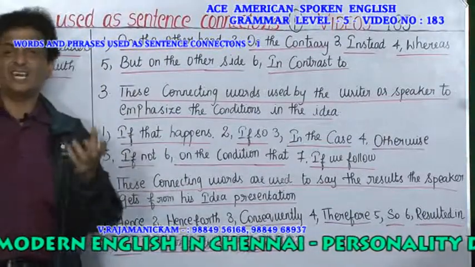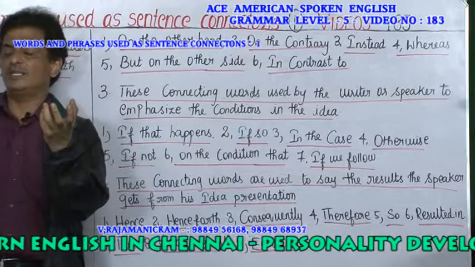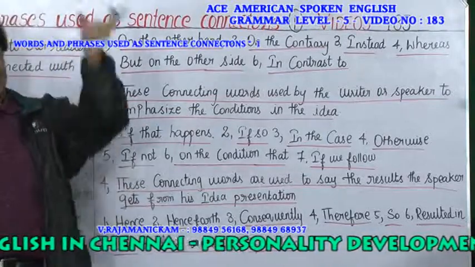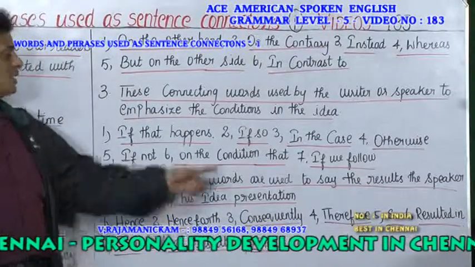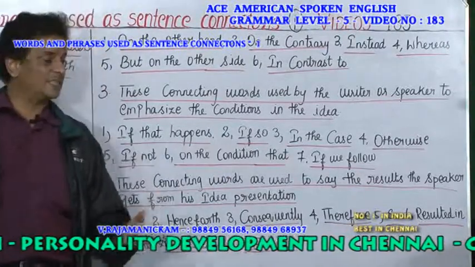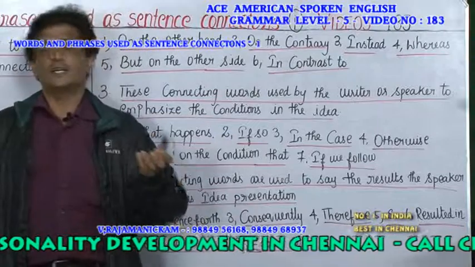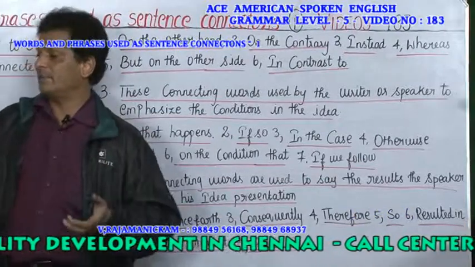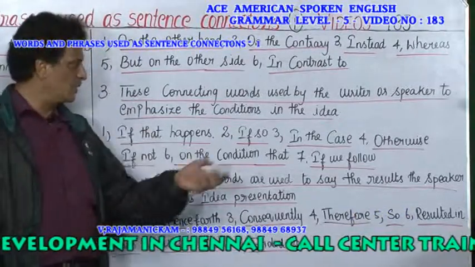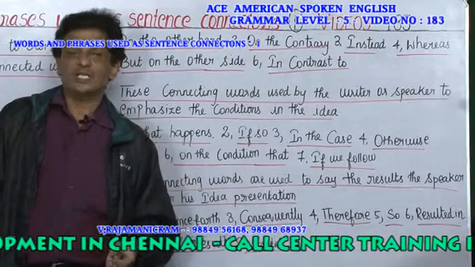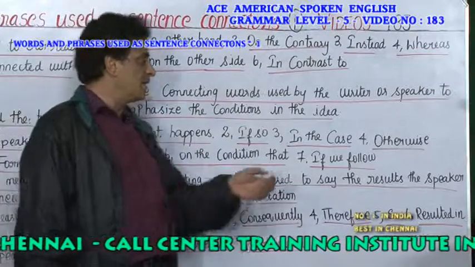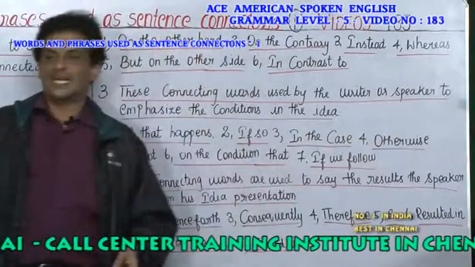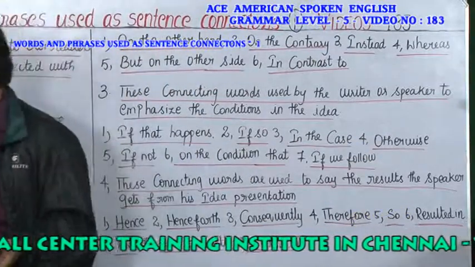உதாரணத்துக்கு, if that happens, இந்தியா, if India becomes the super power, if that happens, what will be the world? If so வச்சு ஏதாவது ஒரு கண்டிஷன் சொல்லுங்க. If so BJP comes to power, if so, in the case Jayalalitha becomes the Prime Minister of India, she will give a lot of laptops to all the people in the country. Otherwise வச்சு சொல்லுங்க. என்ன சொல்லுவீங்க?